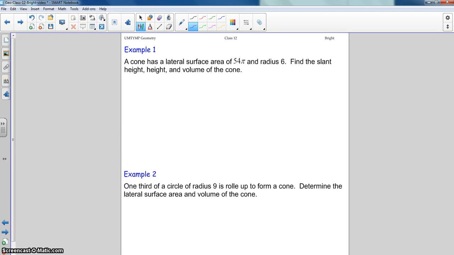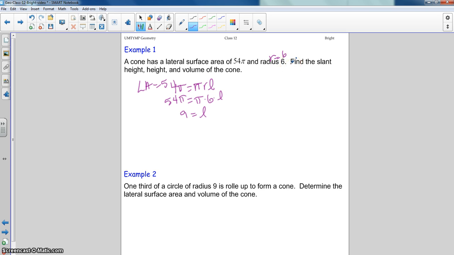And we're going to go ahead and work through some examples. The first one is: the cone has a lateral surface area of 54 pi, whatever unit we have. So lateral area is equal to 54 pi, which I also know is, as we just talked about, pi RL, and I know that the radius is equal to 6, so I substitute that in here, and so I have 54 pi is equal to pi times 6 times L, so that means 9 is equal to the slant height.